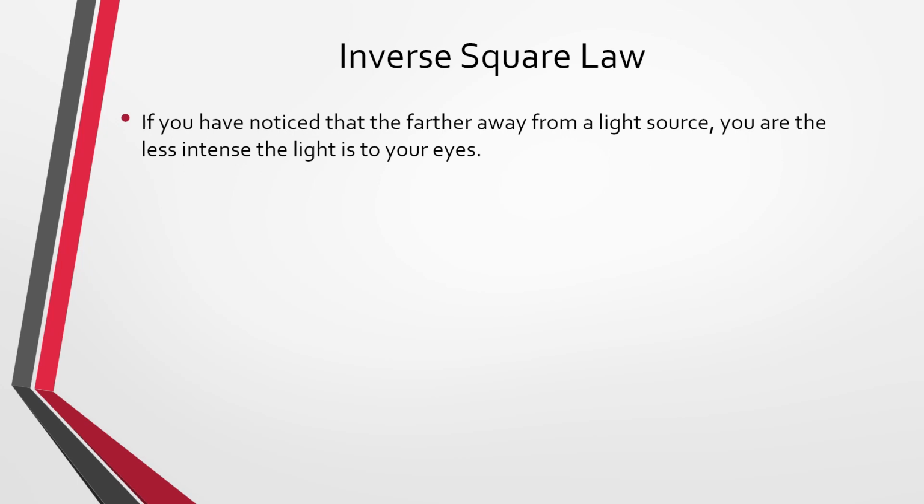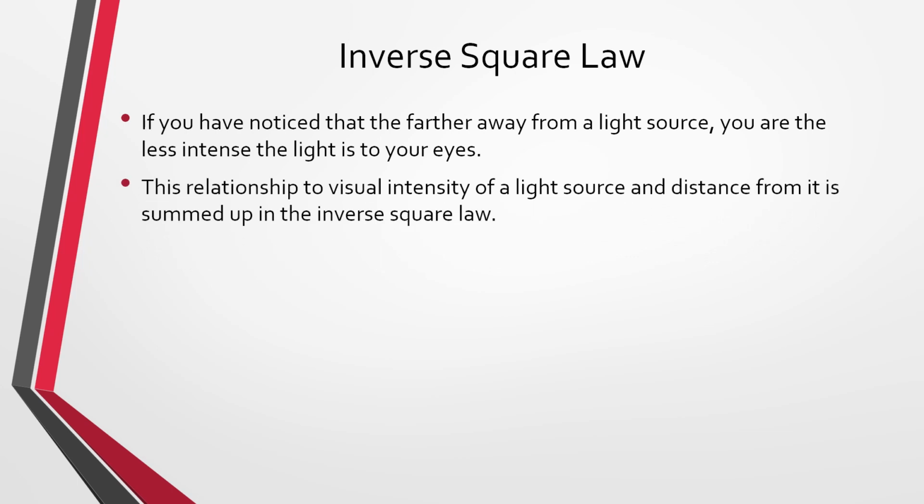If you haven't noticed, the farther away you are from a light source, the less intense the light is to your eyes. If you have a flashlight very close to your eyeballs, which maybe you shouldn't do, it's going to be very intense. If it's across a long field, it's just going to be a little dot. This relationship between the visual intensity of a light source and the distance away from it is summed up by the inverse square law.